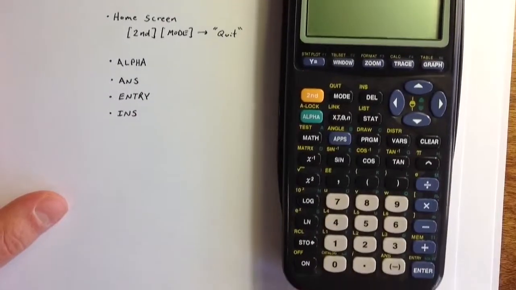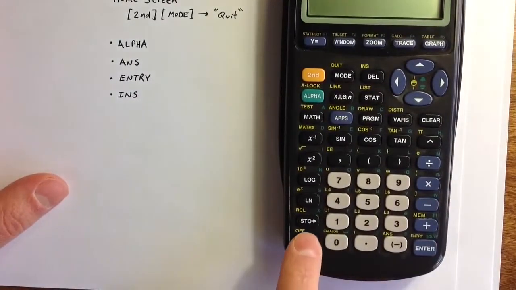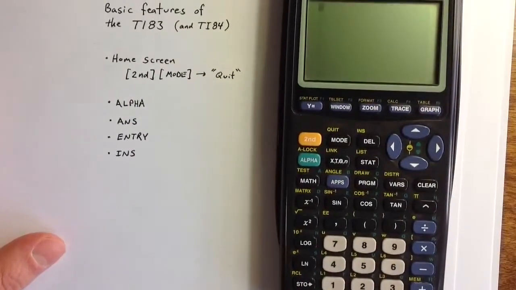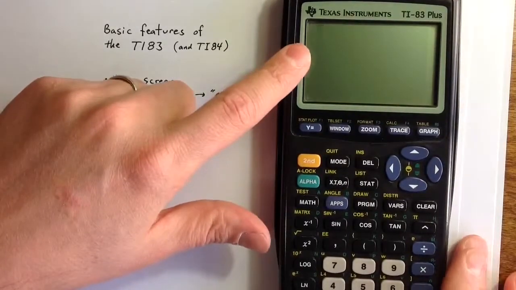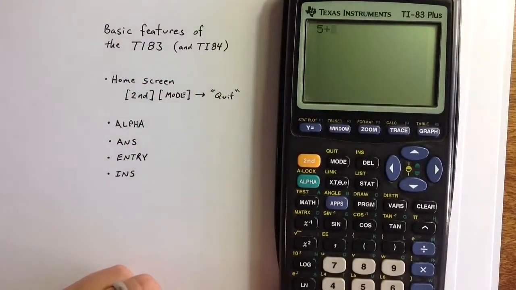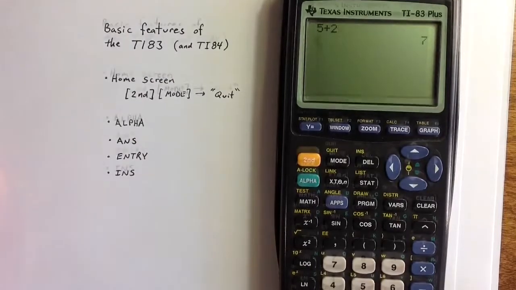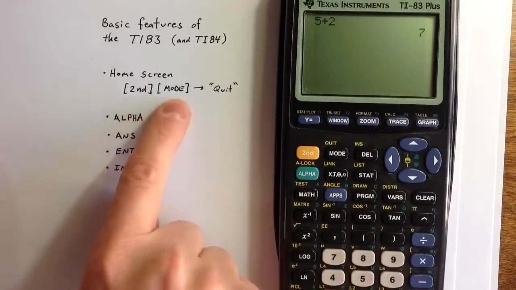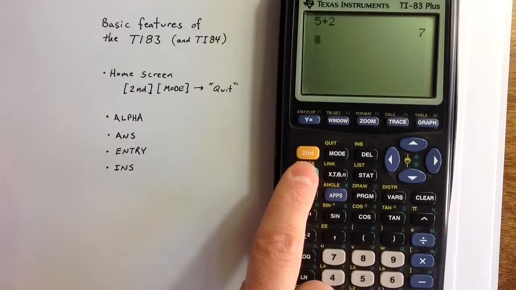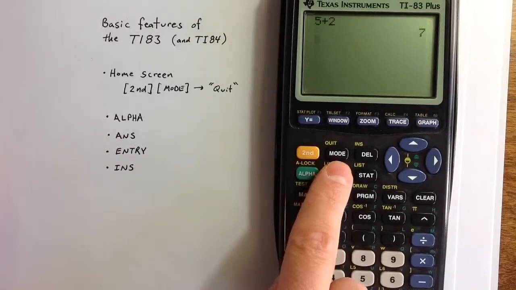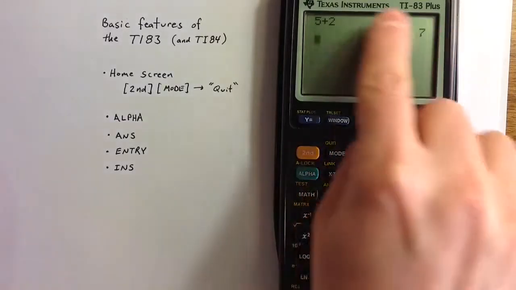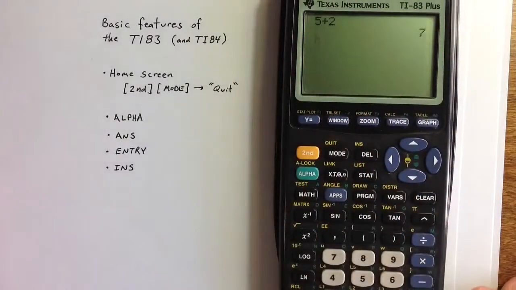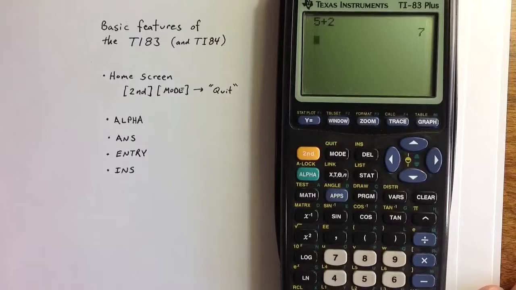Turning on the calculator, you want to hit the on button. That will typically take you to the home screen, which is the basic calculation screen. To get back to the home screen, you can hit the second key, and then the mode key will activate the quit command. And that will bring you back to this home screen where you can do the basic calculations that you might want to do.